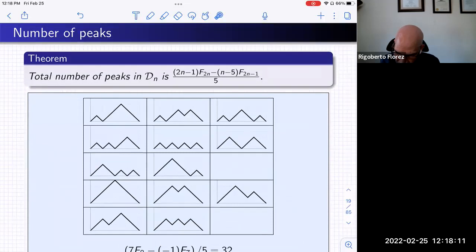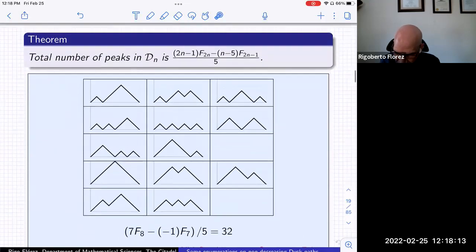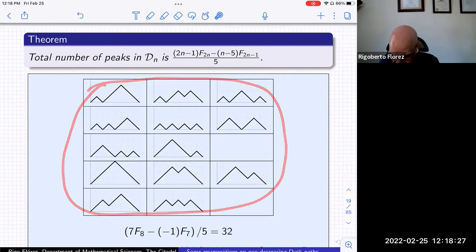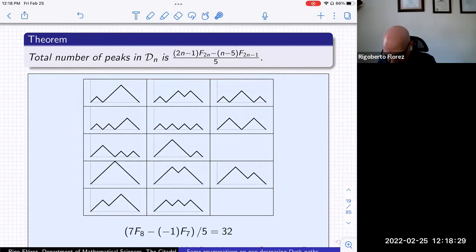Let's go back. How to count the number of peaks? It looks complicated to count that even for semi-length 4. Why? Because how we see it here is not well organized. So if we organize it, maybe we can find an easy way to count the total number of peaks. And let me show you how to prove this, that in fact, that is the total number of peaks in non-decreasing Dyck paths.